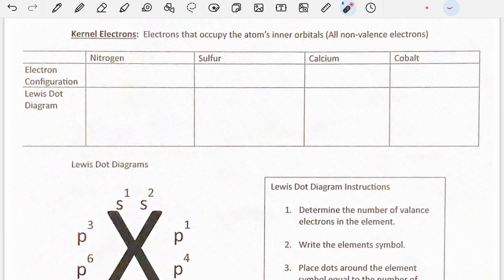So the first thing that we're going to do is we're going to start off by writing the electron configuration for our 4 example elements here: nitrogen, sulfur, calcium, and cobalt. Because writing out the electron configuration is one of the simplest ways to determine the number of valence electrons.